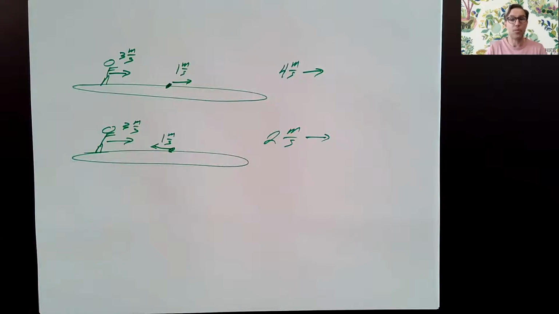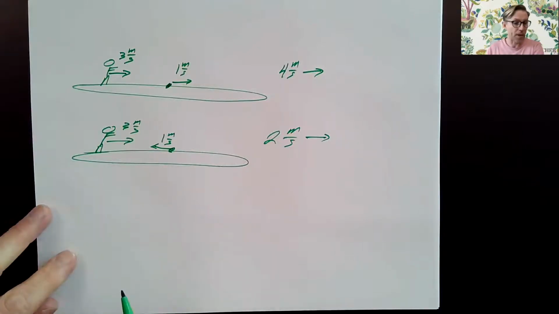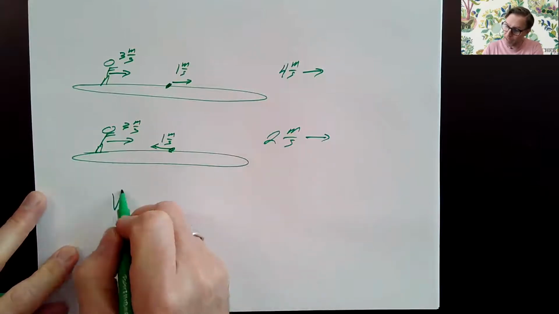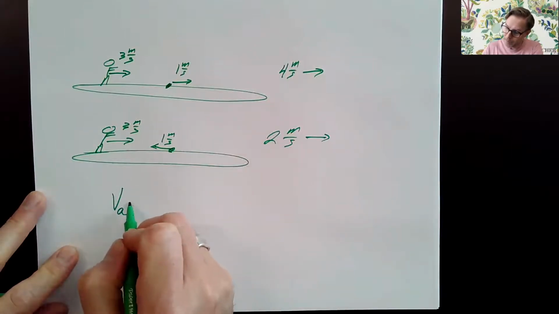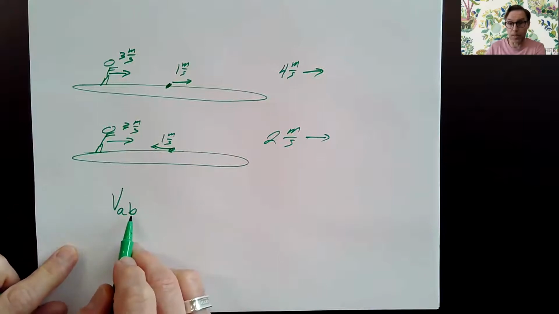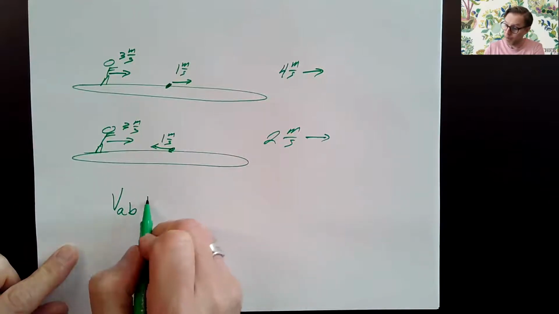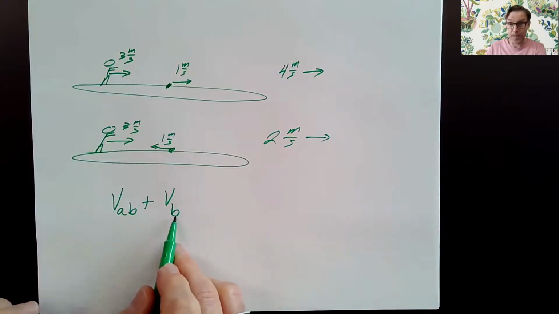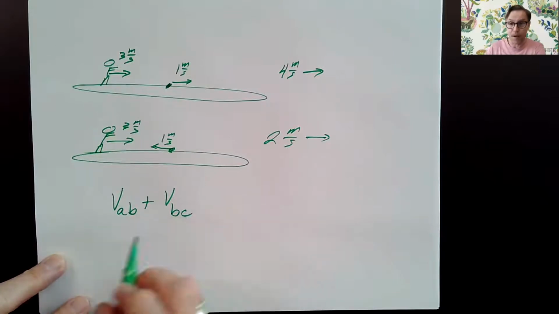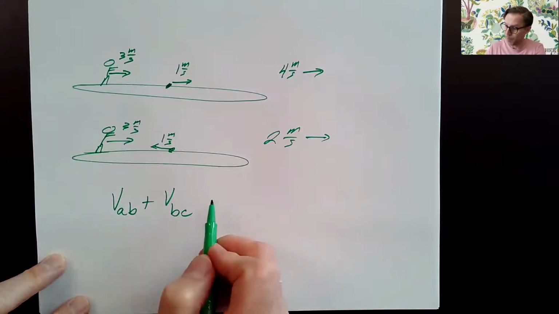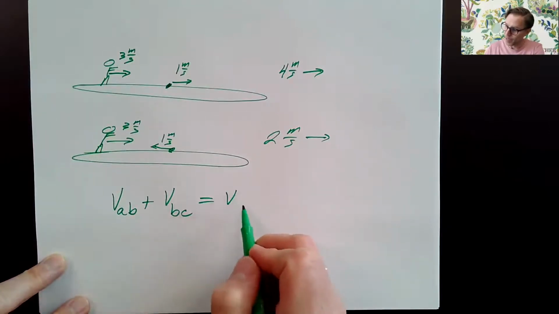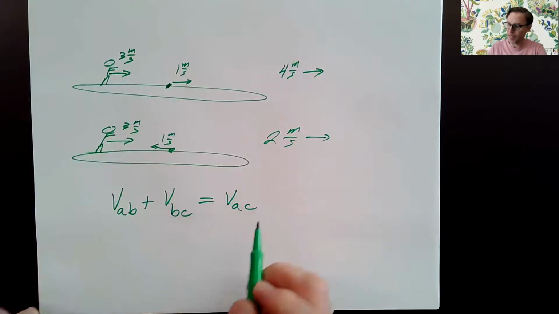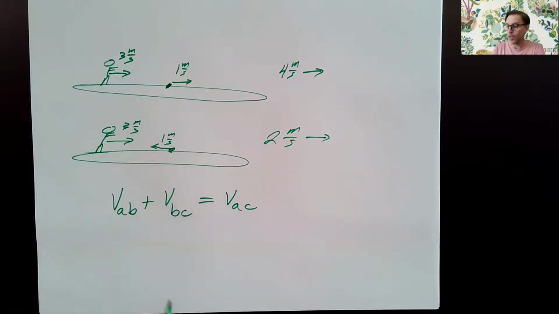But if you want something more mathematically precise, what I'm going to say is the velocity of some object A with respect to a frame of reference B plus the velocity of that object B, so the frame of reference is now the object that's moving, with respect to some other frame of reference C, that is the velocity of A with respect to C. So this is always going to work.